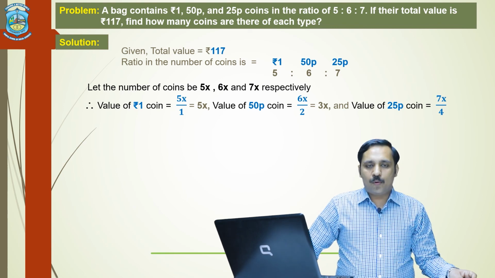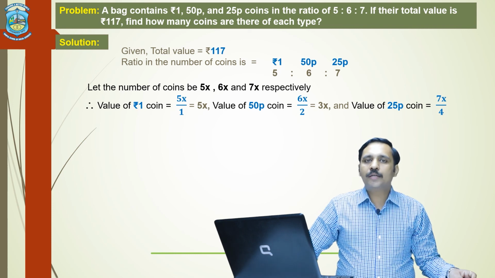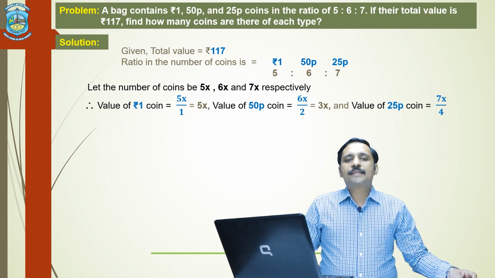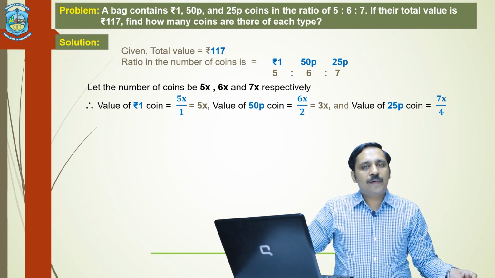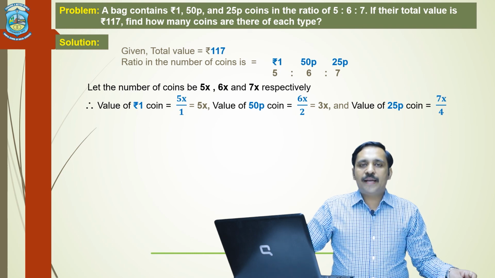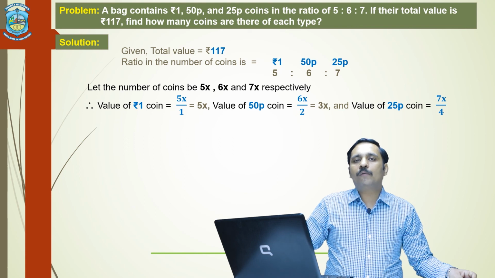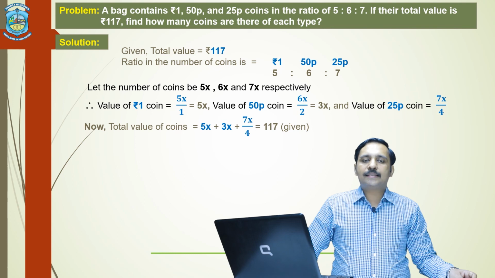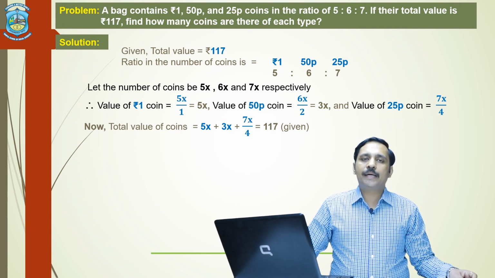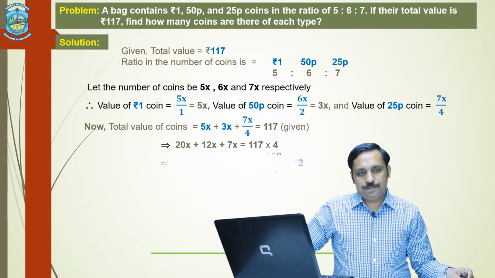The value of 50 paisa coin is 6x upon 2, as we require 2 50 paisa coins to make it into 1 rupee. So it is 6x upon 2, that is 3x. And also the value of 25 paisa coin is equal to 7x upon 4, as we require 4 25 paisa coins to make it into 1 rupee. Now the total value of the coins is 5x plus 3x plus 7x upon 4. It is equal to 117, which is already given. On solving this, we get the value of x as 12.